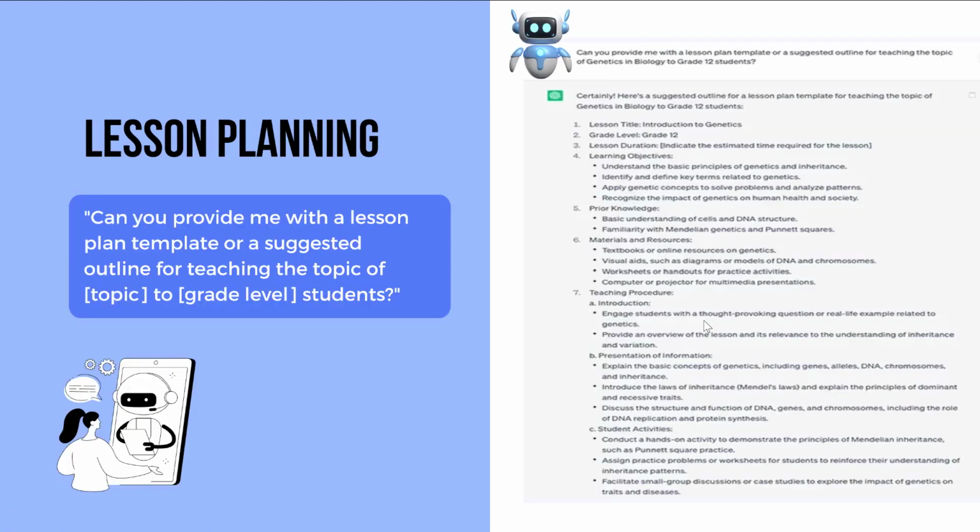If you want to get a lesson plan, type this prompt: Can you provide me with a lesson plan template or suggest an outline for teaching the topic, and write the name of your topic and the grade of your own students. Then you will get a full lesson plan about this topic.